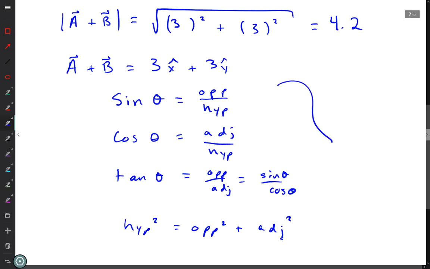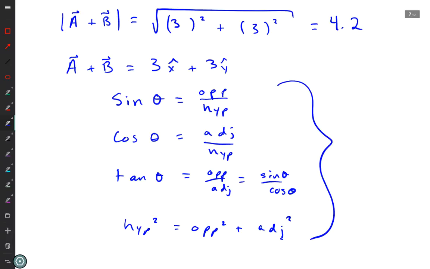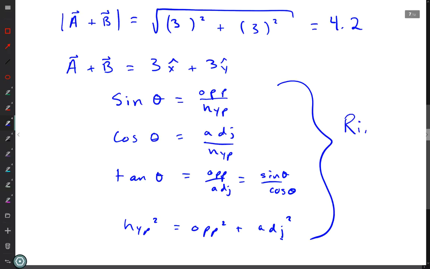One caveat that you need to understand. These equations are true for only one type of triangle. It has to be a right triangle.